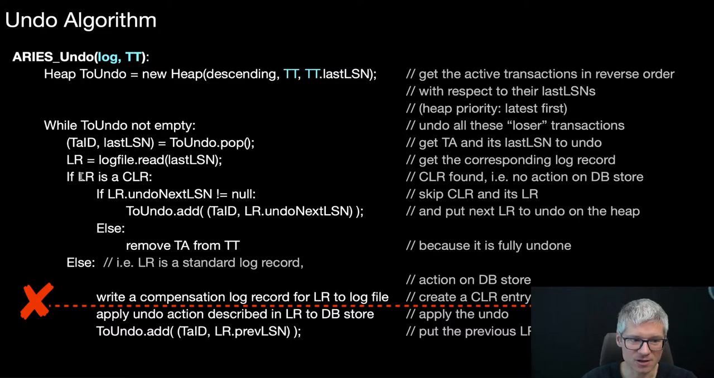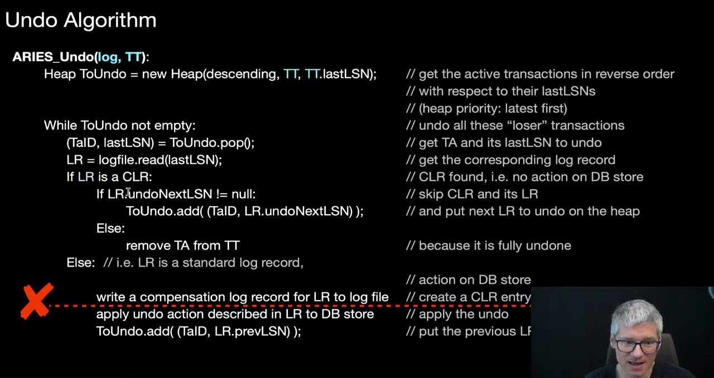However, if the log record we read here is a compensation log record, we basically check whether there's a next operation to be undone for this transaction that is recorded in that undo next LSN.